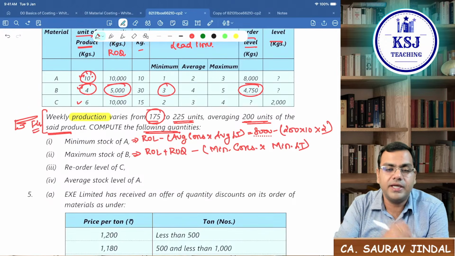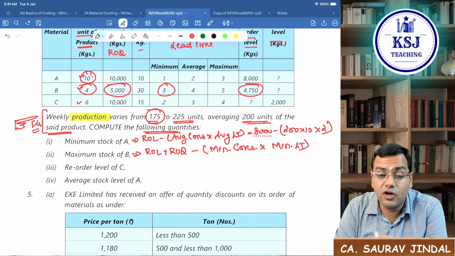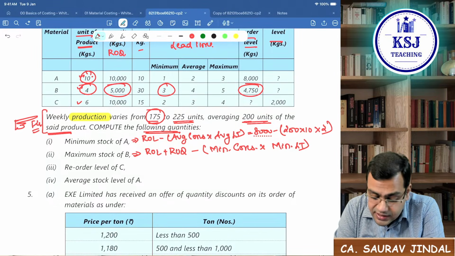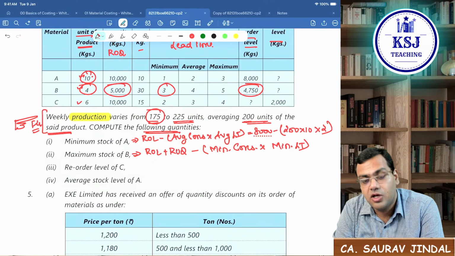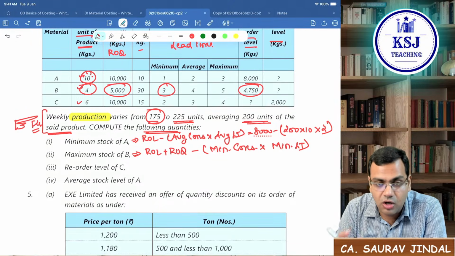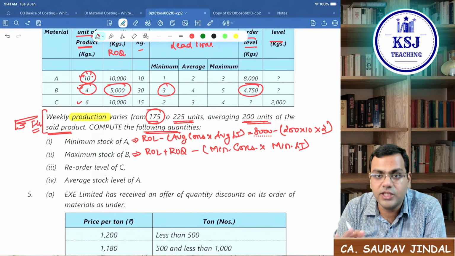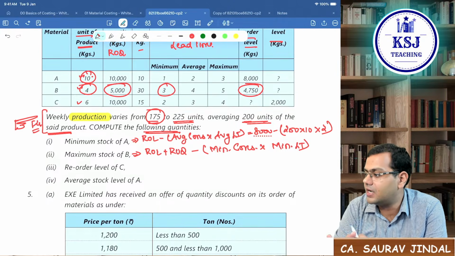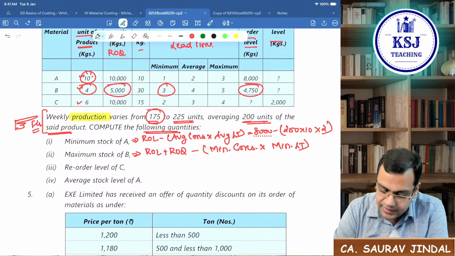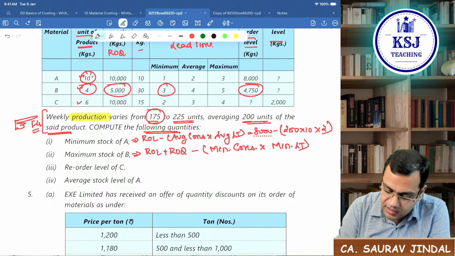Another important point that you have to be careful about is for which raw material they are asking. They are asking for B and you are calculating for C, or you are calculating for A. Another very common mistake. So be very careful, read the question very carefully, which particular raw material they are asking for.